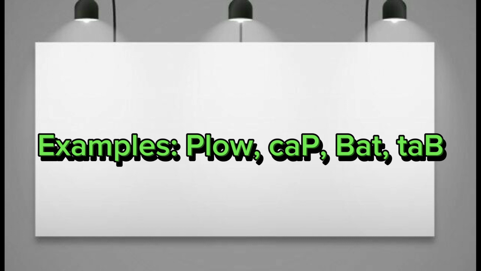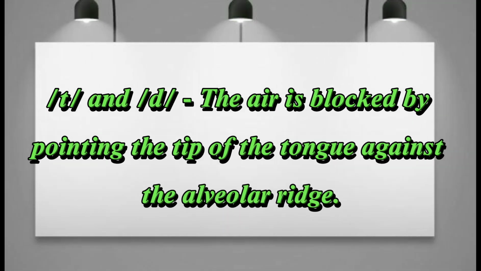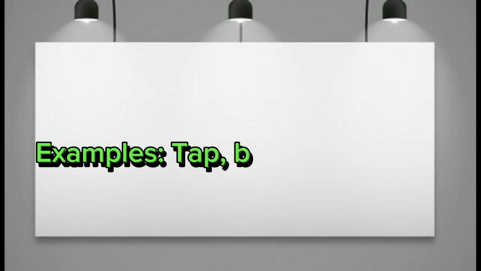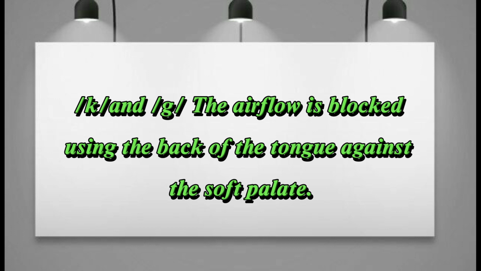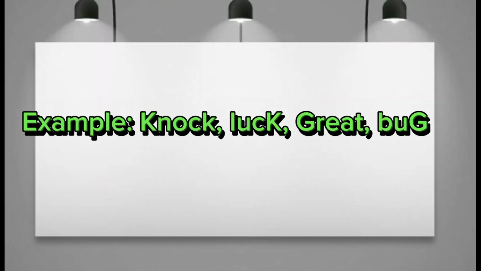And the next one is the t and the d. The air is blocked by pointing the tip of the tongue against the alveolar ridge. Examples: tap, bat, draw, word. And let's proceed to k and g. The airflow is blocked using the back of the tongue against the soft palate. Examples: knock, lock, rate, bob.